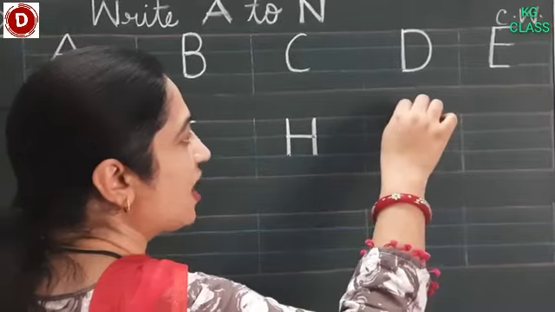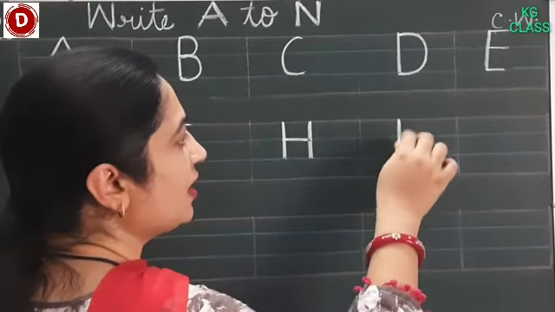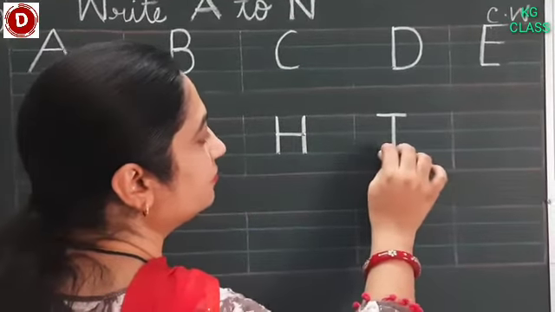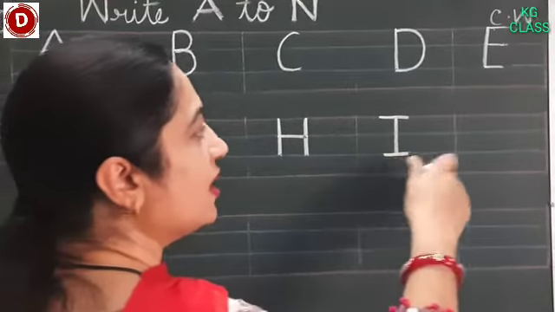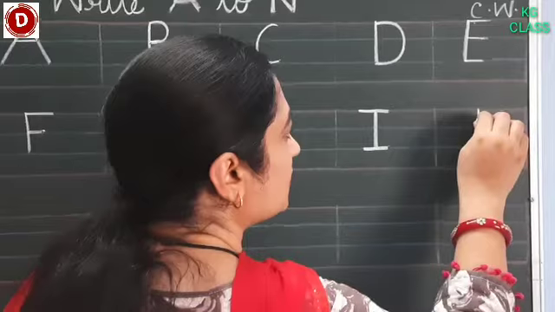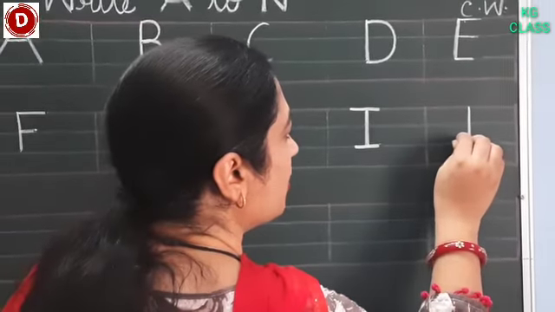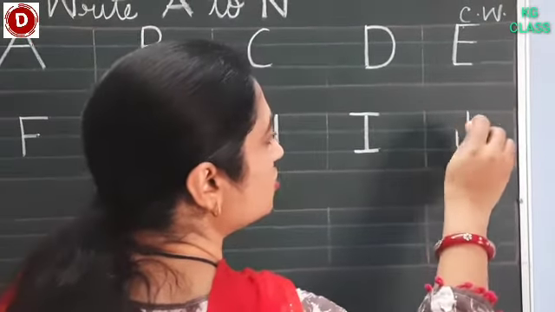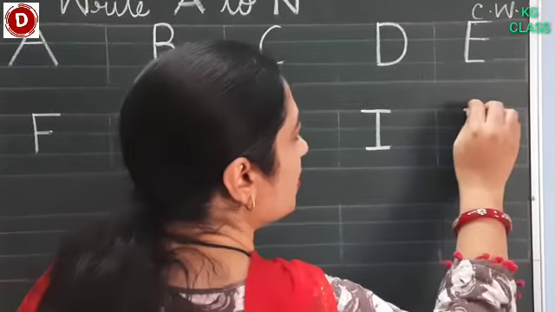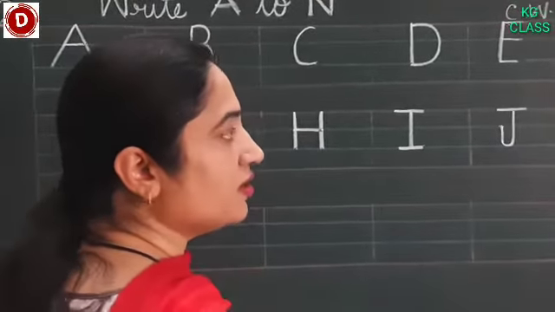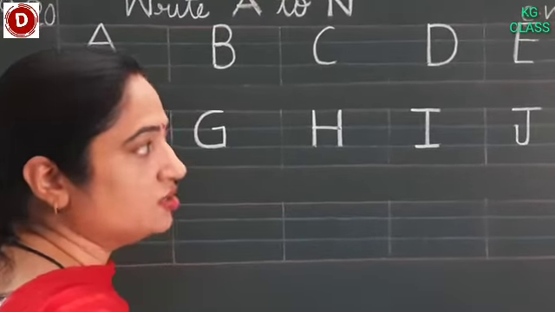After H comes I, a standing line and two sleeping lines. This is capital I. After I comes J. A standing line, turn it, make a hook like this and touch the first blue line, and then make a sleeping line. In this way you have to write J, capital J.